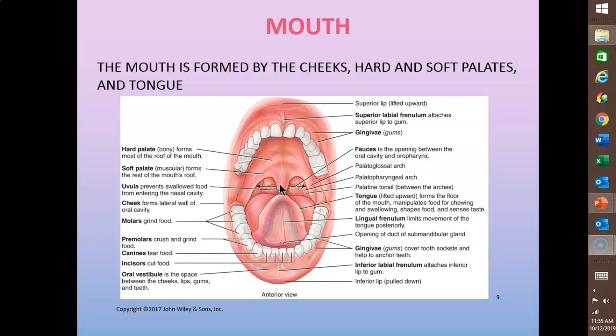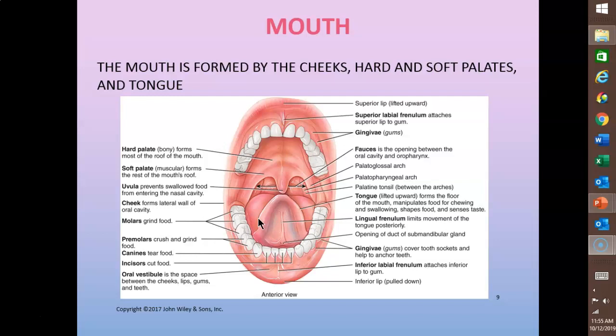You've got the uvula, which is the little hangy down thing. It pushes up when we swallow food and prevents food from entering the nasal cavity. You have the tongue, which is going to be used to manipulate and move food around the mouth. It also aids in swallowing and shaping food into a bolus that we can push down into the oropharynx, and also that's where our taste receptors are going to be located.